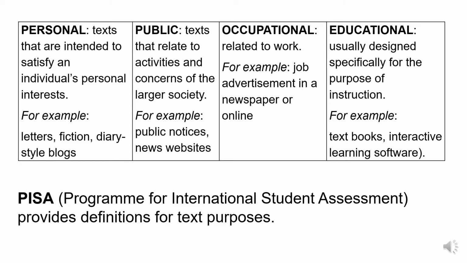Public texts are those that relate to activities and concerns of the larger society. A public notice, a news website, and so on. Occupational texts are related to work or the workplace. A job advert, a guide to how to work in the workplace would count as occupational. And then finally, educational texts usually have the specific design for the purpose of instruction: textbooks, learning software, and so on.